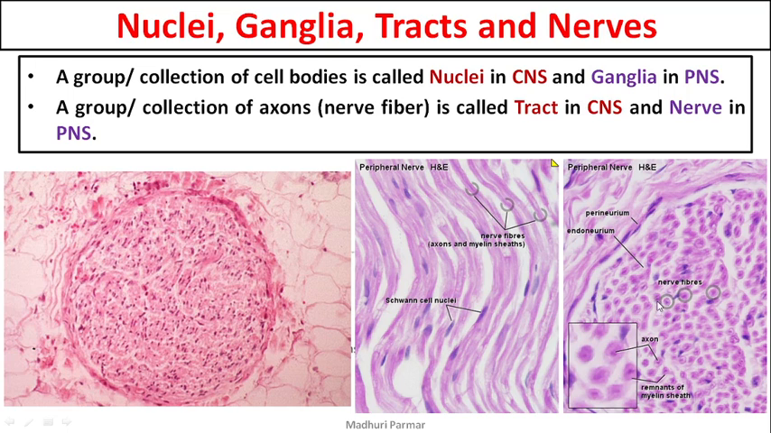You can see all the nerve fibers. Nerve fibers are known as axons. This is the zoomed in version. So here in the center you have axon, surrounding which there is myelin sheath. Clear? So this is how tracts or nerves are present. Clear? Group of cell bodies and group of nerve fibers or axons.